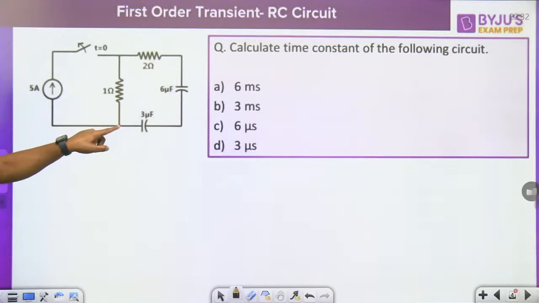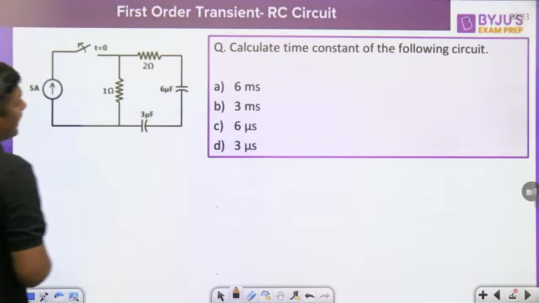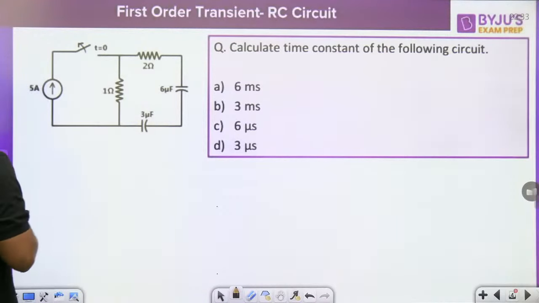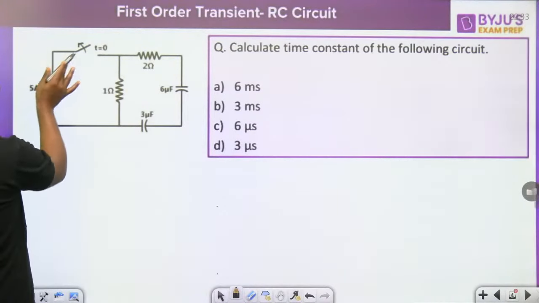Okay then. Now, please try to solve this question. Then calculate the time constant of the following circuit, right? At that time this switch is open.